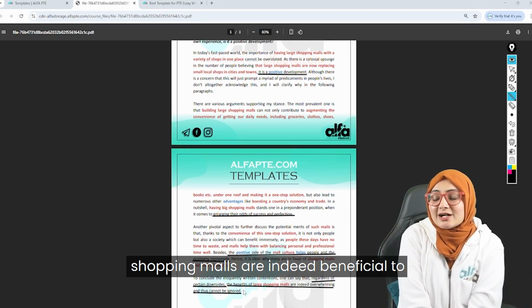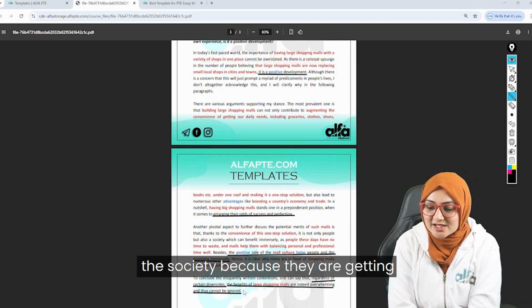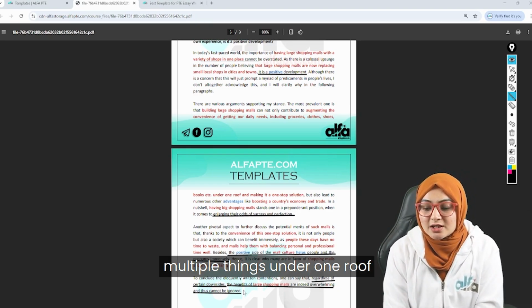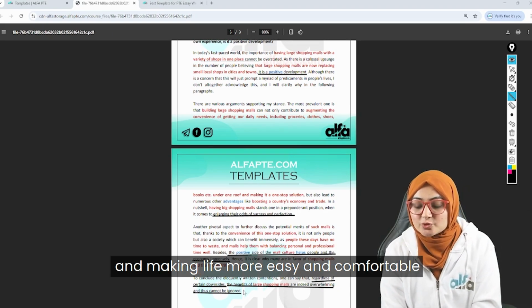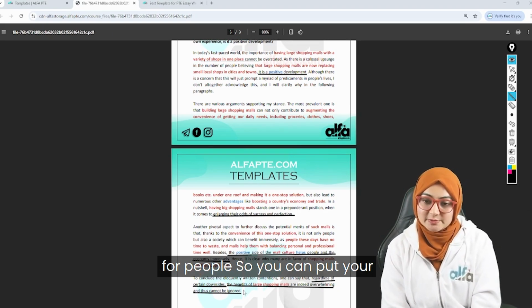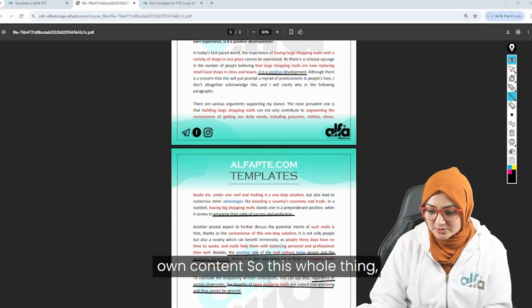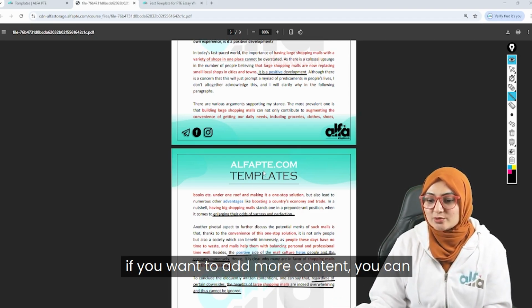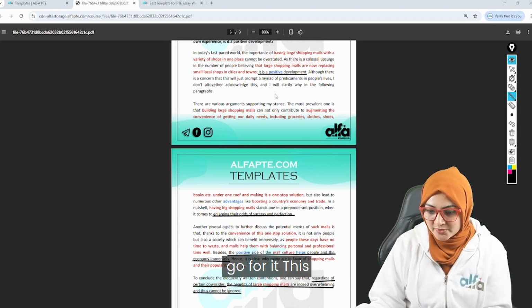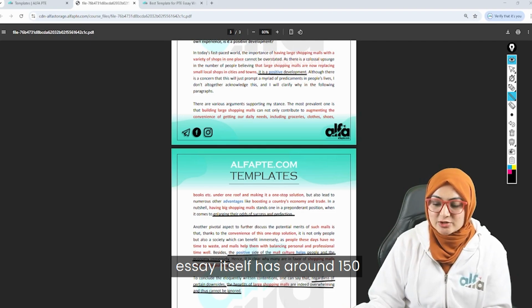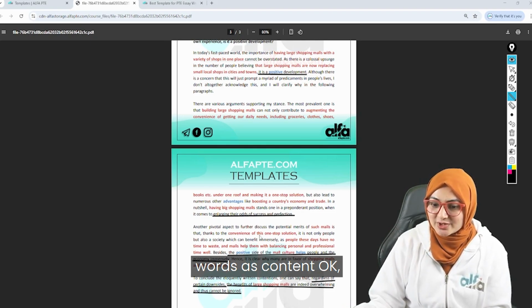large shopping malls are indeed beneficial to the society because they are getting multiple things under one roof and making life more easy and comfortable for people. So you can put your own content. So this whole thing, if you want to add more content, you can go for it. This essay itself has around 150 words as content.